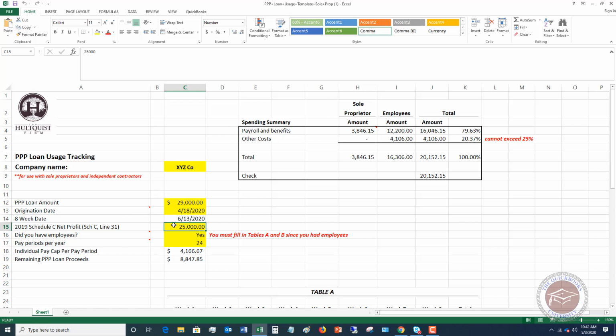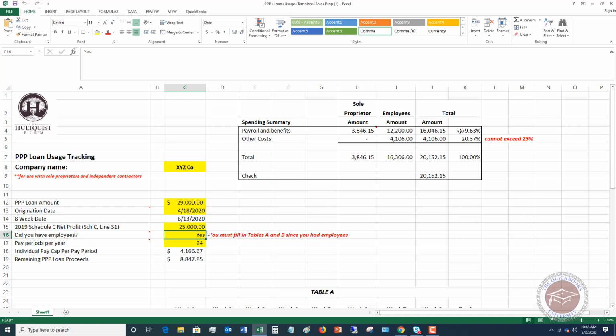You're going to enter that amount here, and then answer this question here. I've got a drop-down box that says yes or no. If you had employees in the business, in addition to being a Schedule C, there are two amounts over here. The sole proprietor amount is automatically calculated. It's basically 8/52 of your 2019 Schedule C net profit, capped at $100,000. So the max amount forgiven is $15,384.62. This calculates automatically. Now, if you had employees, it's going to fill in over here.